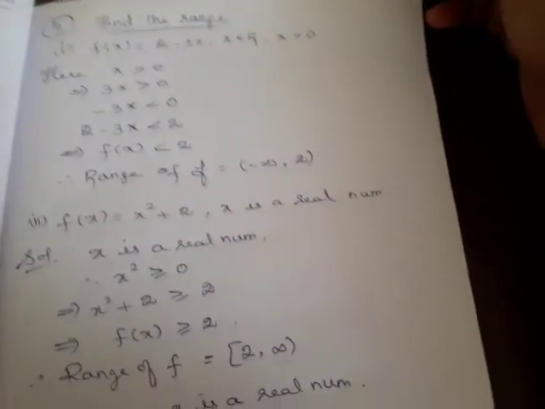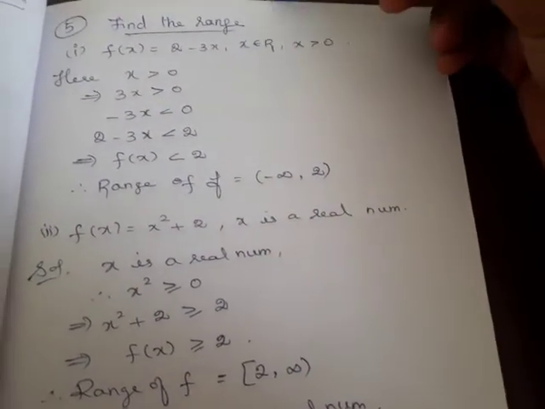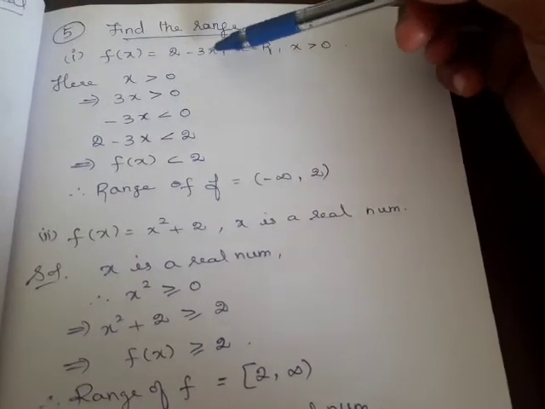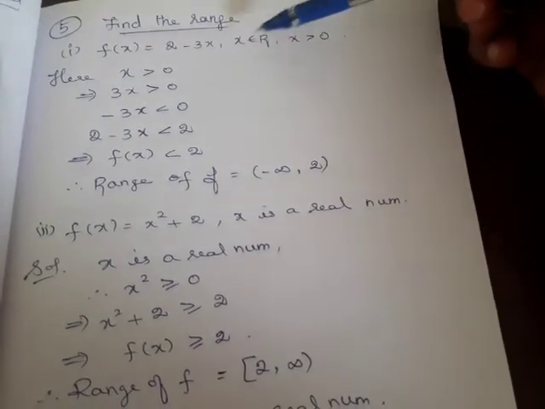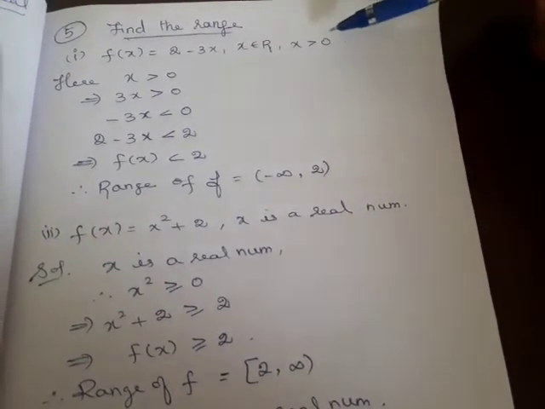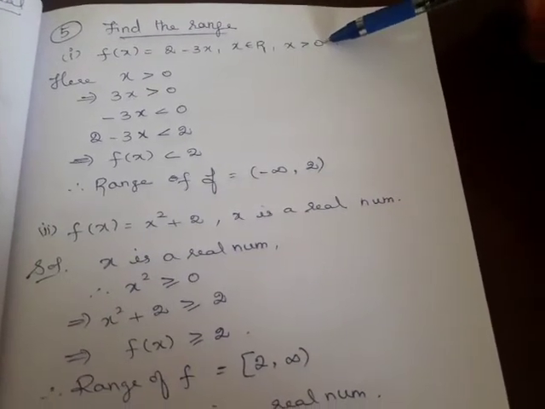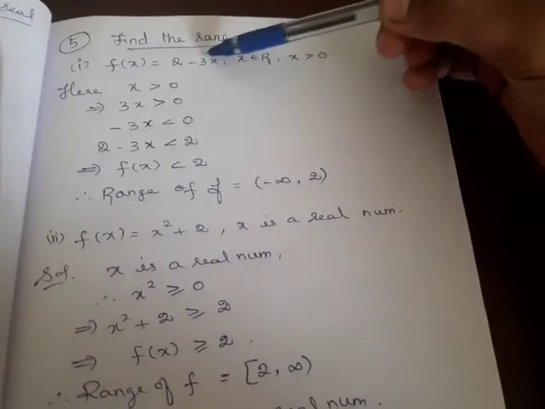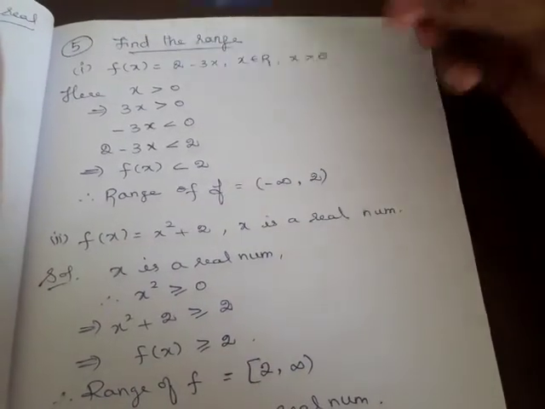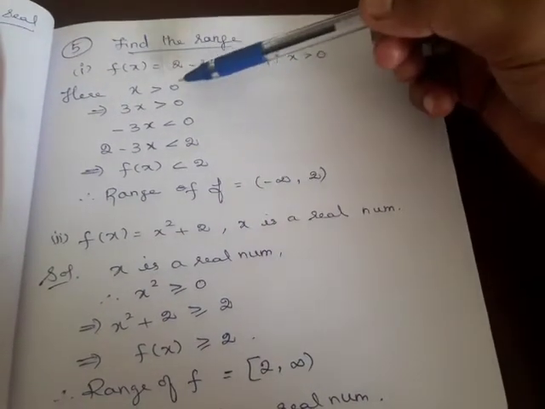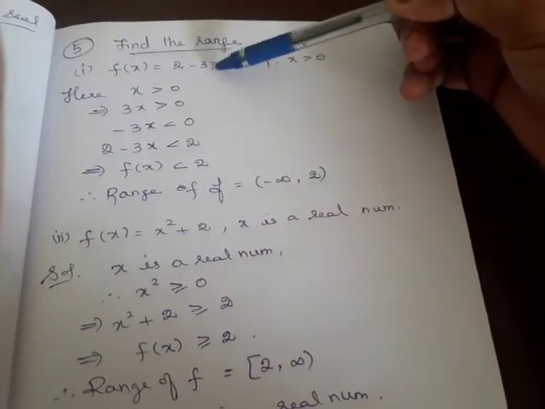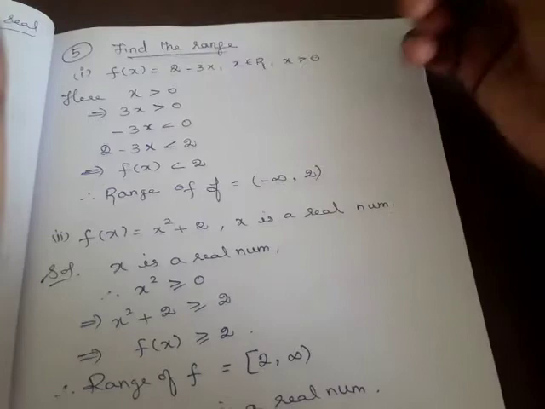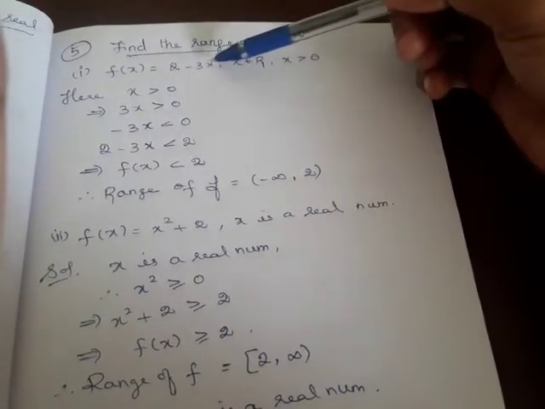Now let us see the fifth question. They asked you to find the range. First question, f of x equals 2 minus 3x and the function is defined for x belongs to R and x is greater than 0. They have clearly given x is greater than 0. Now we have to analyze the answer. Start from this, x is greater than 0. Now our aim is to bring this over there.